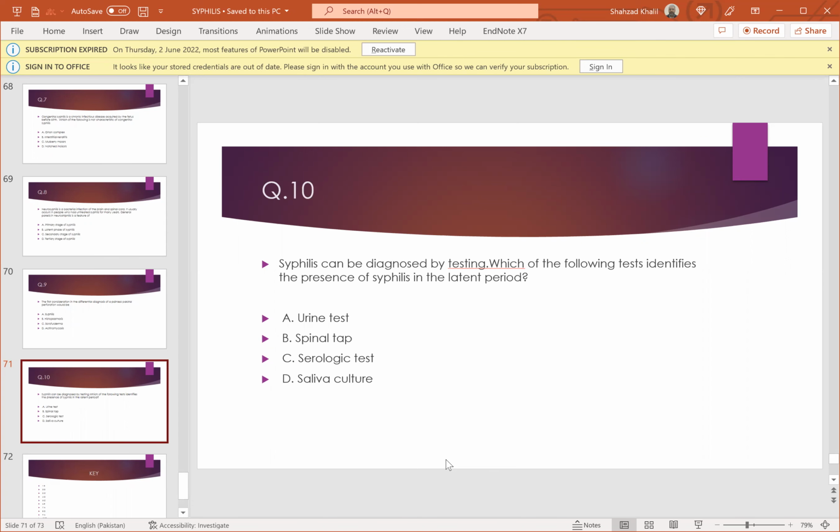Syphilis can be diagnosed by testing. Which of the following tests identifies the presence of syphilis in the latent period: urine test, spinal tap, serological test, or saliva culture? C is the correct answer, serological test.